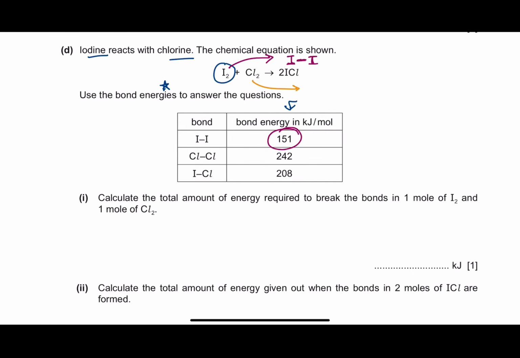Same goes to chlorine. You have two chlorine atoms which are bonded by a single bond, and the value of this bond is 242. And as for iodine chloride, you can see here iodine and chlorine are bonded together by a single bond as well, and the value is 208. However, if you look at the equation, there is number 2 in front of iodine chloride. That means that we have two bonds present in your reaction.